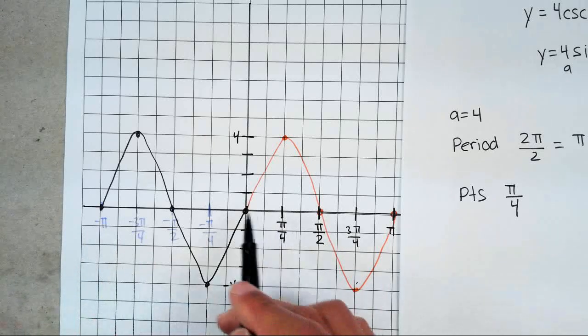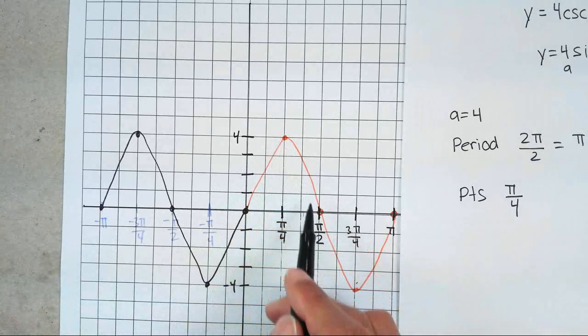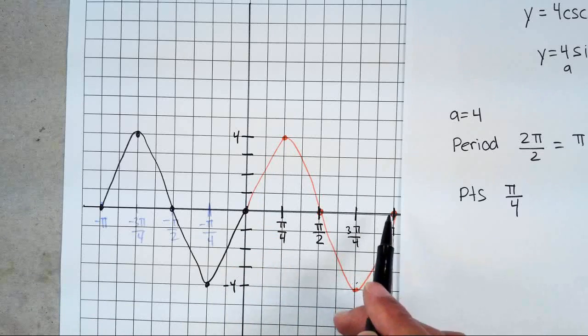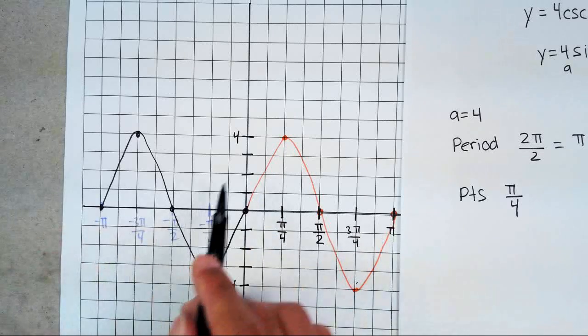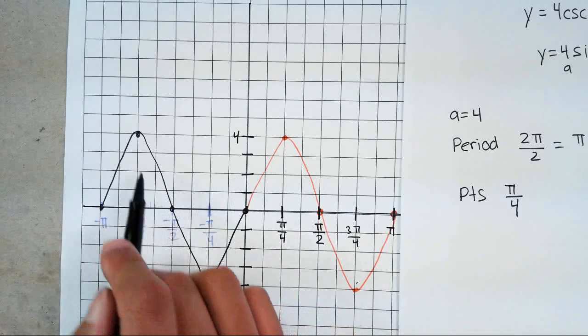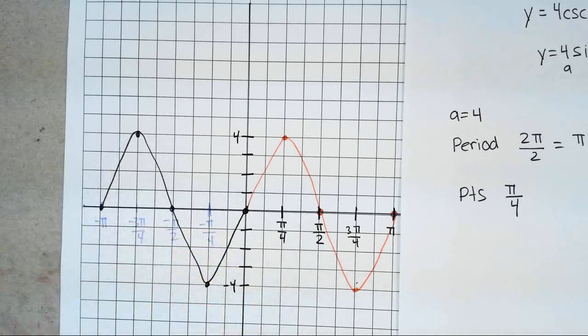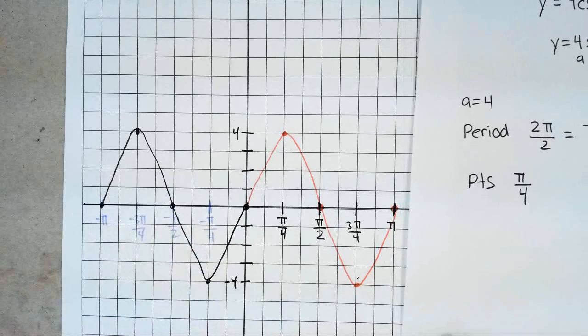And you've got to remember, sine starts from the center, goes up to the top, middle, down, middle. And then it's the same thing on the other side. Middle, down, middle, up, middle. It's a constant pattern. Now, how to graph cosecant?